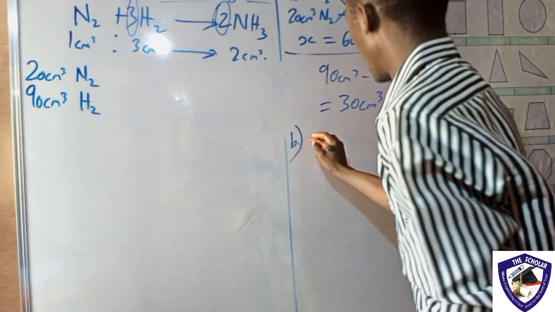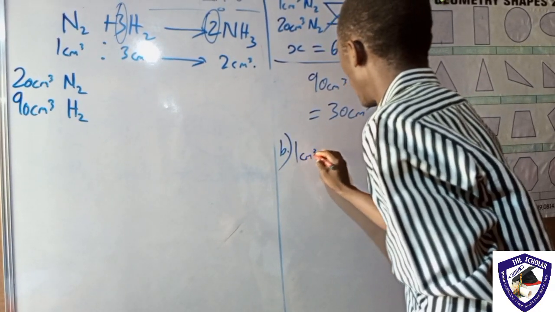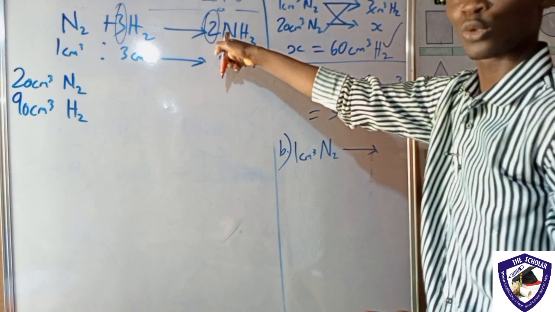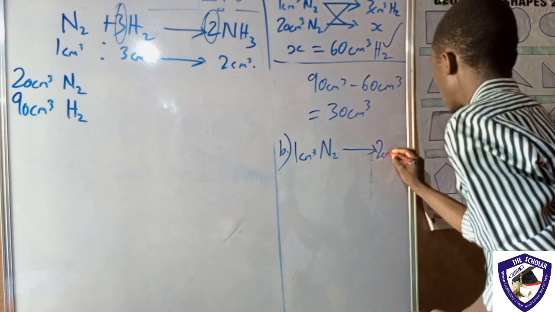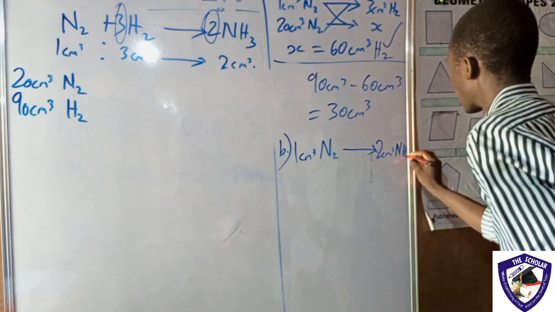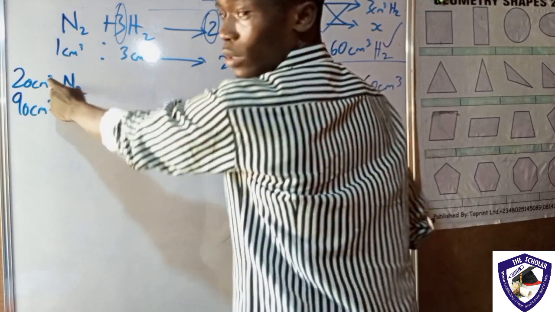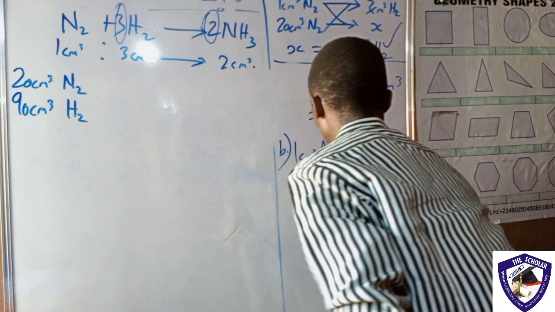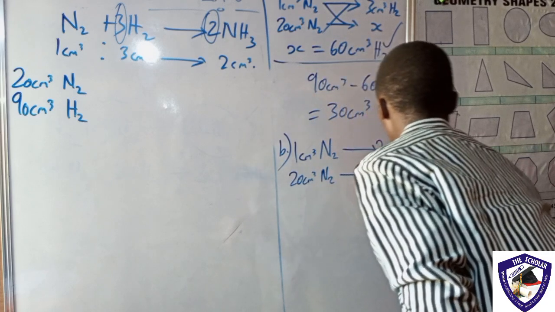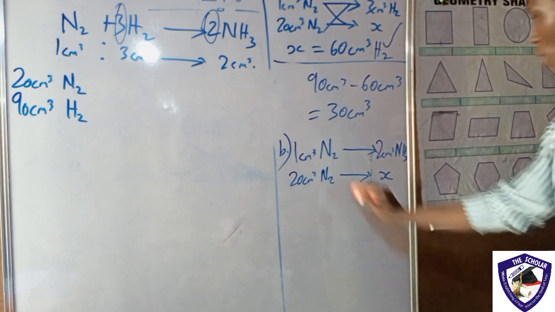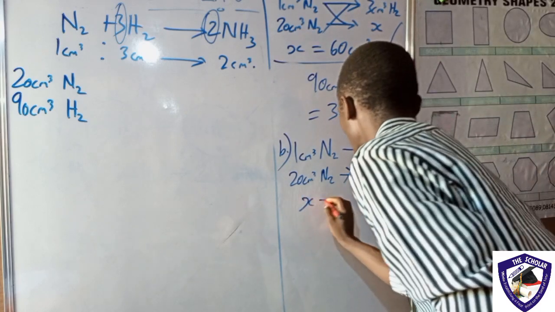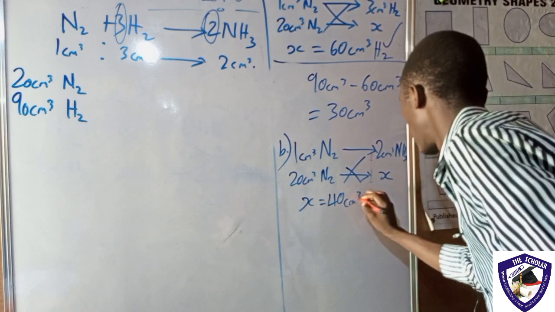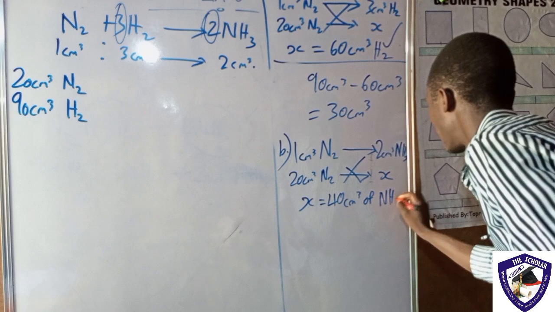Let's look at the question. 1 centimeter cube of nitrogen gives us 2 centimeter cube of ammonia. Now 20 centimeter cube of nitrogen will give us X. Then you cross multiply. We have X equal to 20 times 2, that's 40 centimeter cube of ammonia.